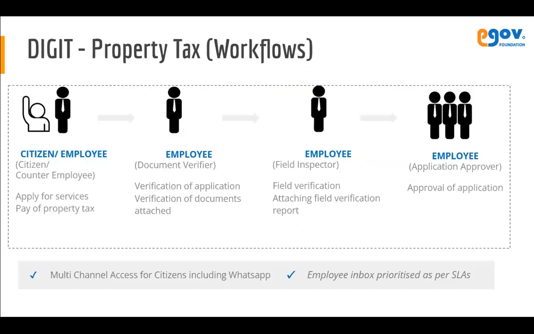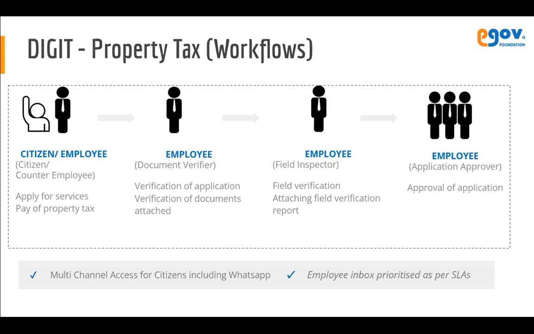And what is the flow? Suppose your property is getting registered. The flow is very simple for the property tax. It starts with the citizen, or with the counter employee on behalf of the citizen. The application is created and submitted. Once submitted, it goes to the document verifier, who is an employee, mostly the revenue clerk in the revenue department of the ULB. His main role is to verify all the documents attached with the application and then forward it to the next employee in the ULB, who is the revenue inspector.